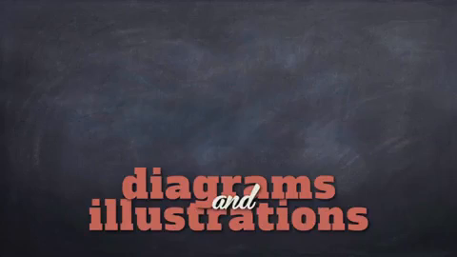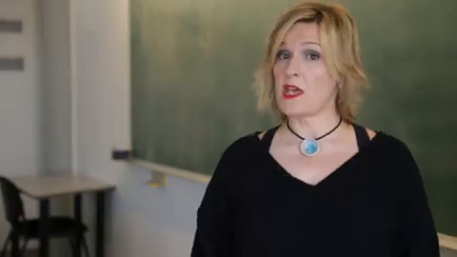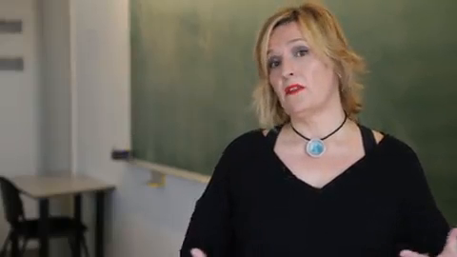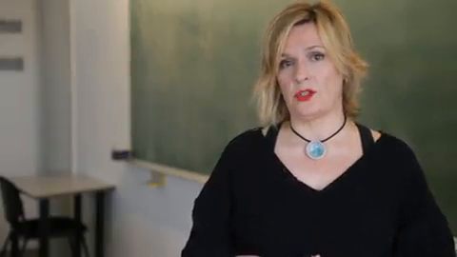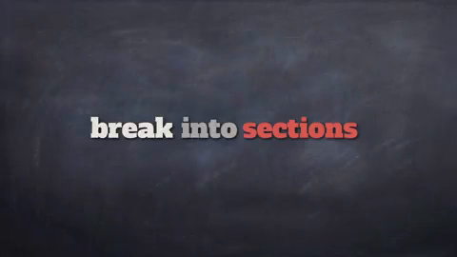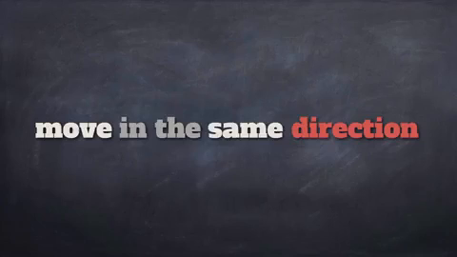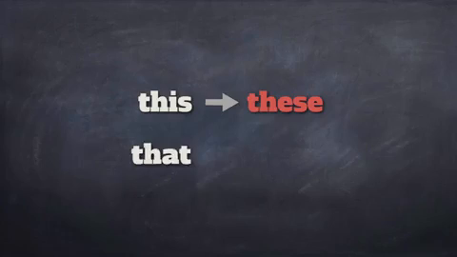Diagrams and illustrations. Illustrations and diagrams can be used to exemplify things that bear to be represented in 2 dimensions. Break your illustrations into convenient sections for their description. Always move forward in the same direction, horizontally, vertically, spirally, in a zigzag, whatever the image lends itself for. Use demonstratives like this, these, that, those.